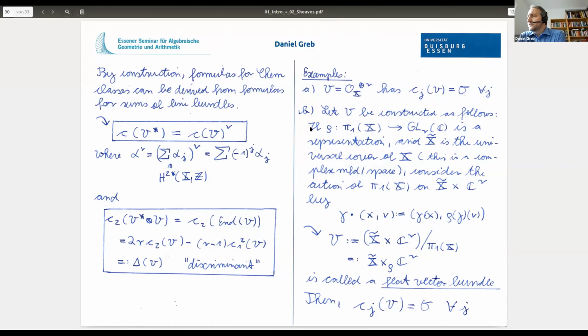I look at the universal cover of X, say this is a complex manifold, and I consider the action of the fundamental group on the product of the universal cover with C to the R, where R is the same R into which my representation goes, by the following formula. It's the diagonal action on this product, namely I act with the deck transformation on the geometric factor, and then I act with the representation on the C to the R. Yeah, and then I have an action on this product. It's proper and discontinuous and free, and I take the quotient, and this quotient actually is a vector bundle over the quotient of X tilde by pi 1 of X, which is X, and this is a so-called flat vector bundle on X. Yeah, and for these vector bundles, you can show that the Chern classes are also 0.